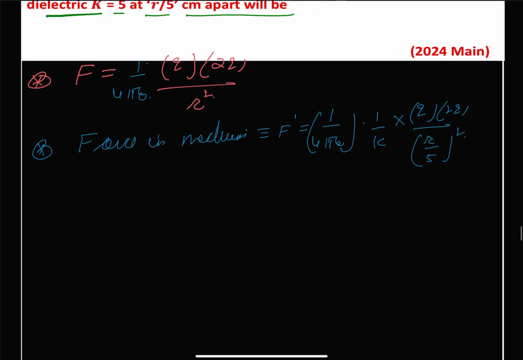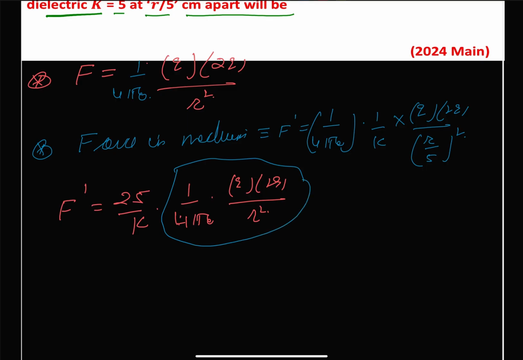So we can just reformulate this equation. So we get our F prime will be equal to 25 upon K times 1 upon 4 pi epsilon naught, Q multiplied by 2Q upon R square, and this entire thing is our F. So we get this will be equal to 25 upon K multiplied by F.